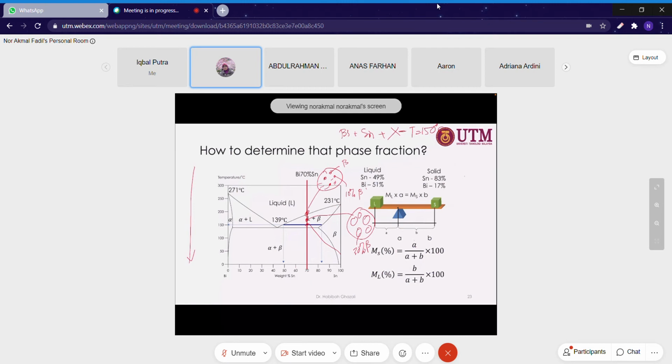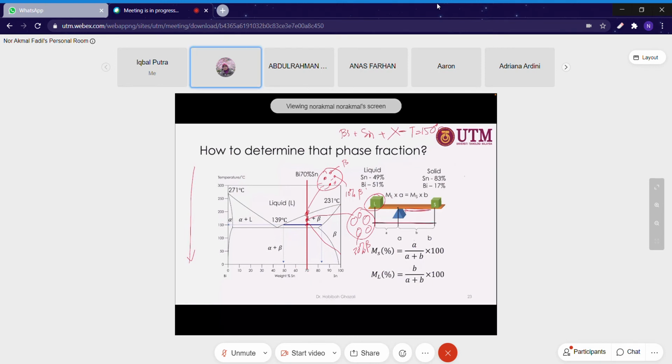Okay. So this is the kind of application where at that time you need to determine how many percent of liquid remain in your alloy during the solidification process. Just an example. So the method is similar to the previous system, which is the complete solubility system, where if you want to measure these elements, you need to measure the fraction of this length over the total length.